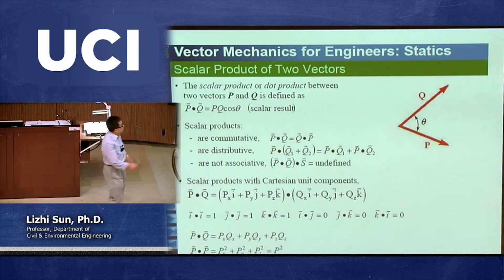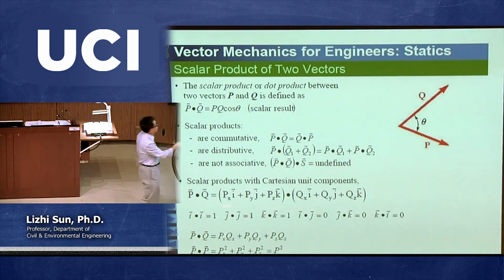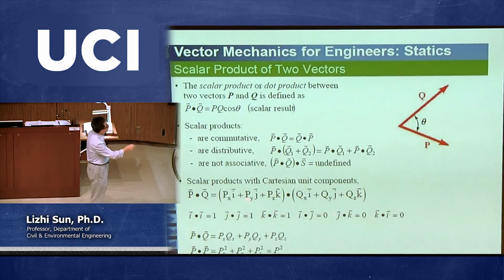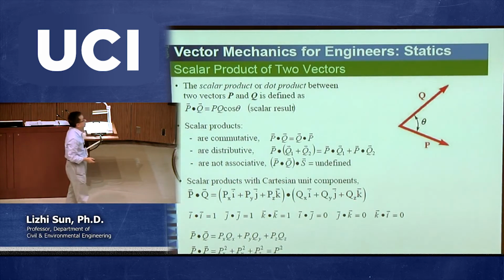Okay? But before you do the real calculation, you're always going to see I dot I, or I dot J, or I dot K, and so on, right? So now we need to know this. These are the basic ones we need to know. Once we know these, then we can easily do the scalar product. So first of all, let's look at I dot I.